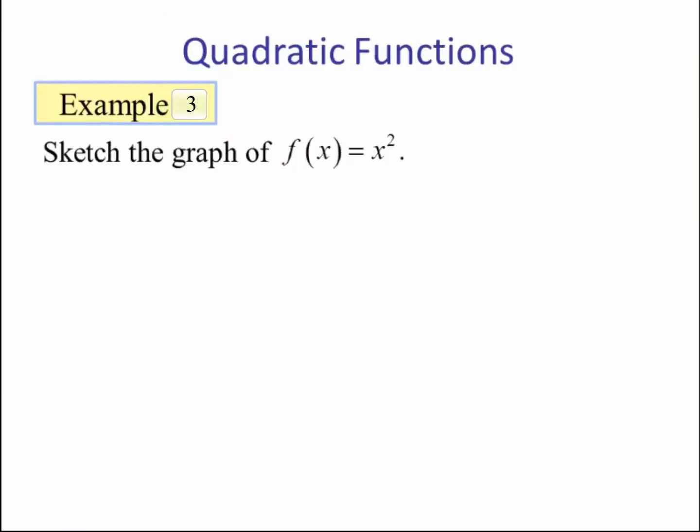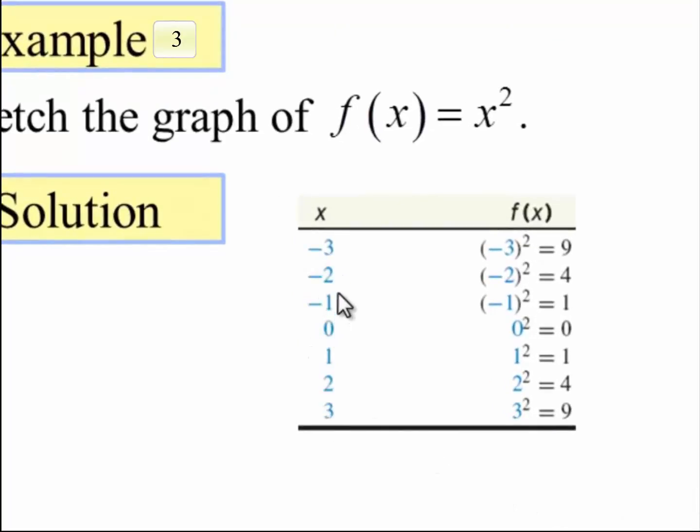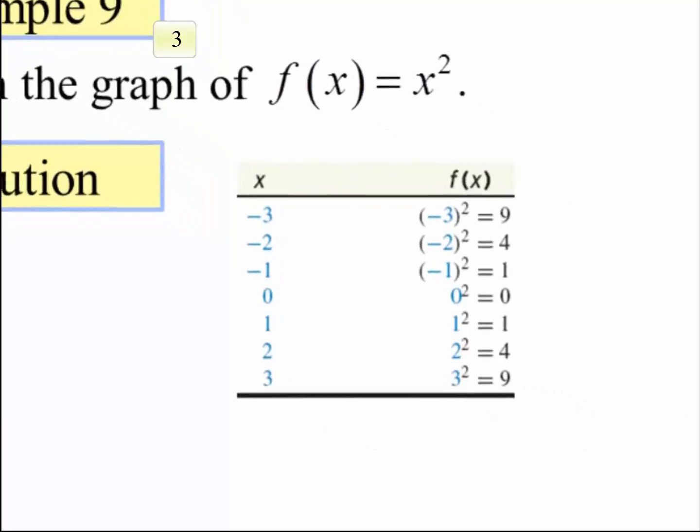Sketch the graph of f of x equals x squared. This is a quadratic function, so we can make a table of values. It's good to pick some negative numbers, 0, and some positive numbers. Negative 3 squared becomes positive 9 because negative times negative is positive. Negative 2 squared is 4. Negative 1 squared is 1. 0 squared is 0. 1 squared is 1. 2 squared is 4. 3 squared is 9.